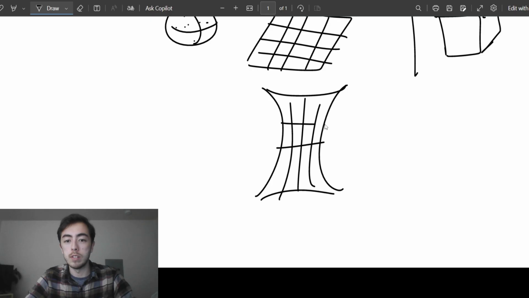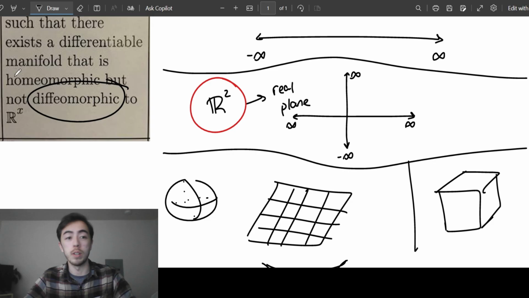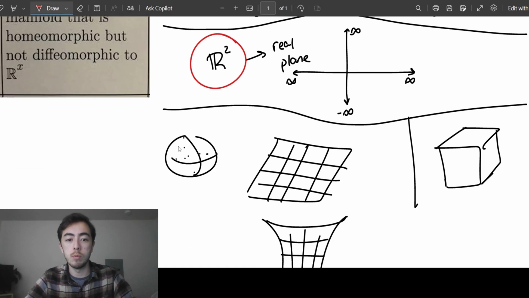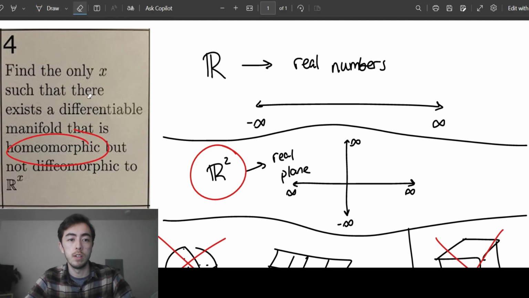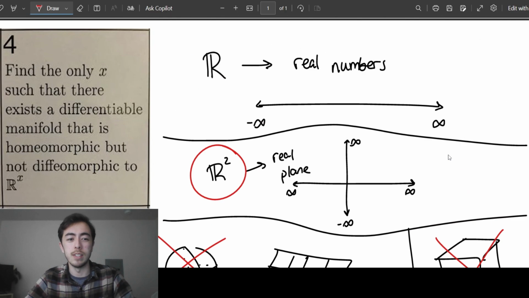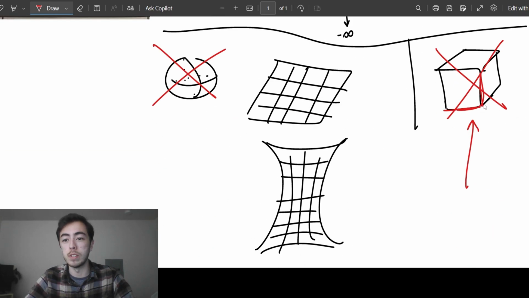And now we can try to see if we can find any manifolds that are homeomorphic but not diffeomorphic to R2, or R squared. Here we're basically asking, can we find some things that have fundamentally the same structure as the plane, but we can't get back there in a smooth way? So the sphere and the cube we can rule out immediately because they just aren't homeomorphic. They don't have that same fundamental shape because they are both closed. Also, I'm pretty sure this wouldn't count as a differentiable manifold just because we have all these edges.